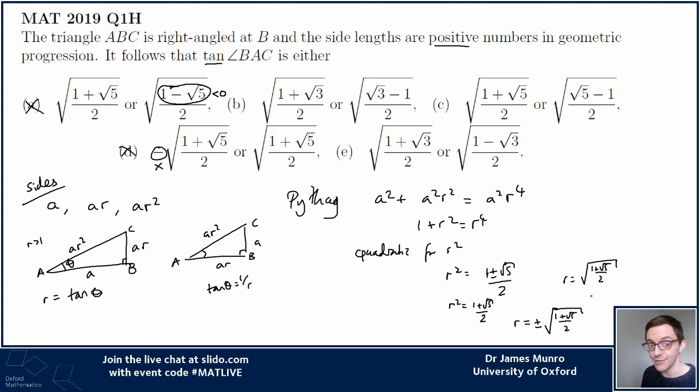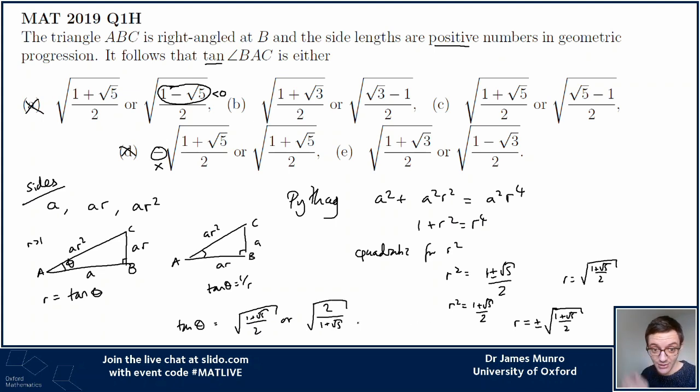The real reason that there's two possibilities is that the sides could be this way around or the sides could be this way around. That tan theta could be r or it could be 1 over r. So my solution is r is this single number, but tan theta could be root 1 plus root 5 over 2, or 2 over 1 plus root 5 square rooted.